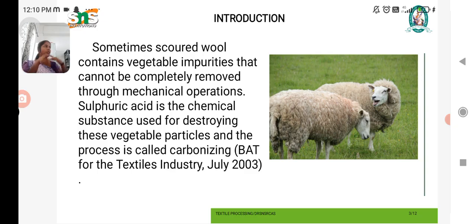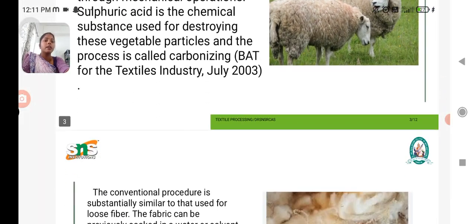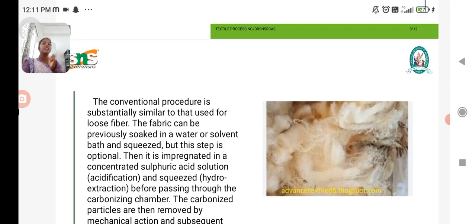Chemical substance used for destroying these vegetable particles, and the process is called carbonizing. Okay, carbonizing. Wool we have taken from sheep, goat. Then the conventional procedure is substantially similar to that used for loose fiber.